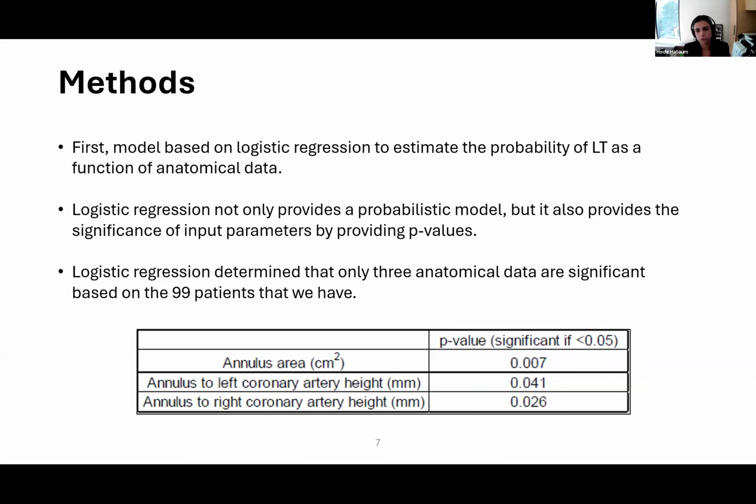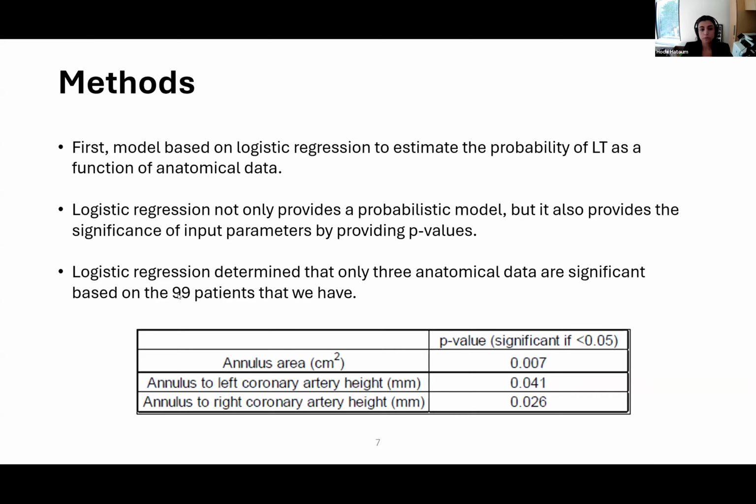I have a visual that would elucidate this idea a little bit better in the next few slides. In addition, we are interested in logistic regression because it also gives us the p-values, so that we can eliminate the factors that do not contribute to the outcomes. For example, if some anatomical variables are not significant when it comes to leaflet thrombosis, then we just eliminate them from our assessment. Based on our 99 patients, logistic regression gave us that the annulus area, the annulus to left coronary artery height, and the annulus to right coronary height were the most significant factors. Everything else turned out not to be significant.